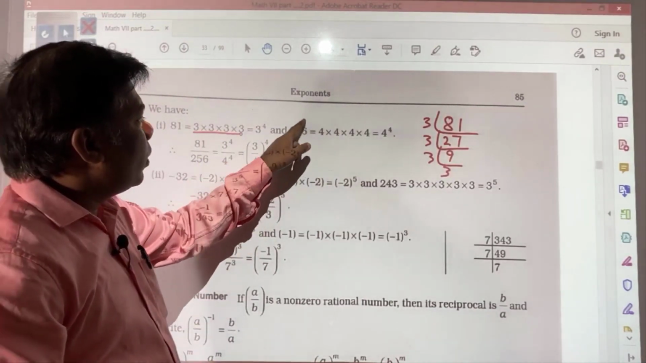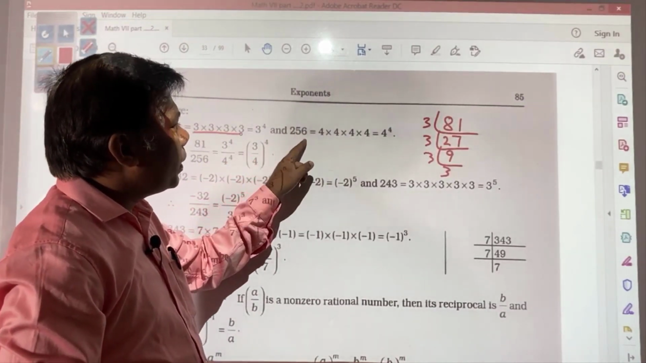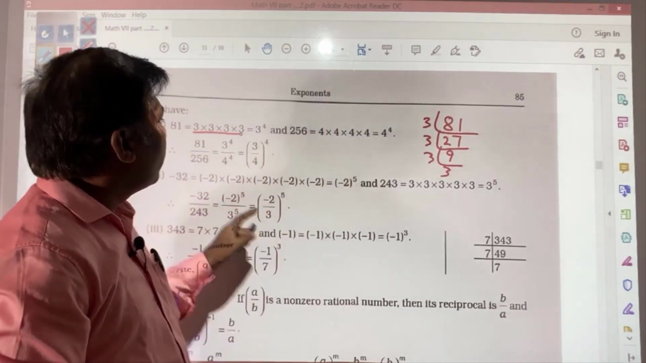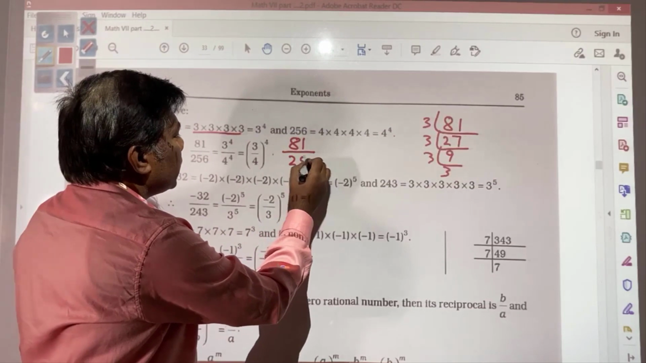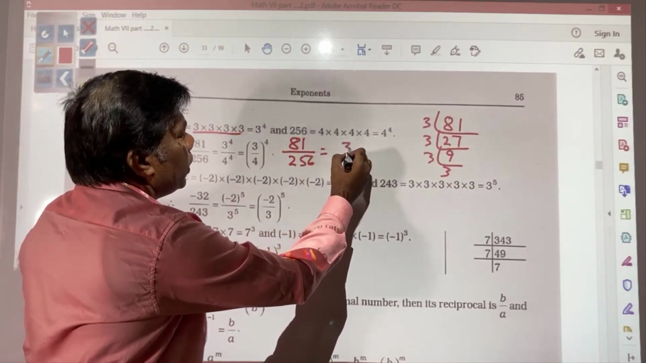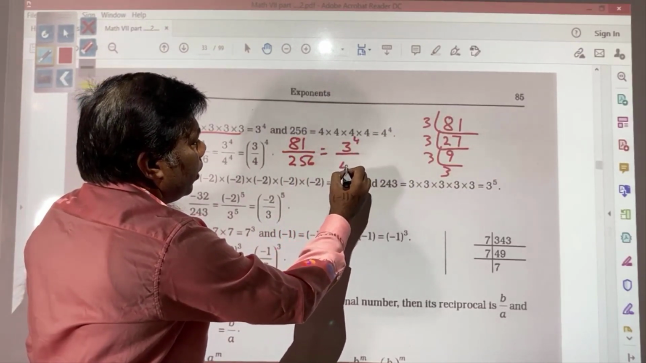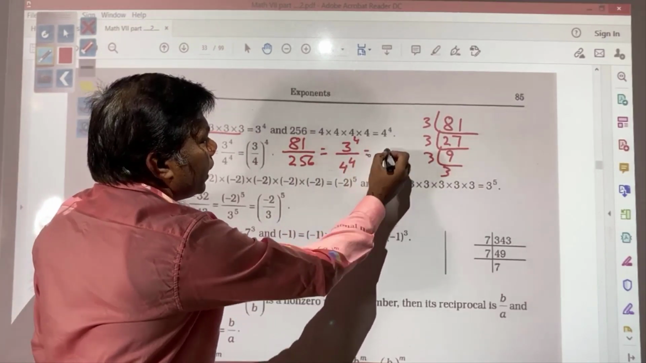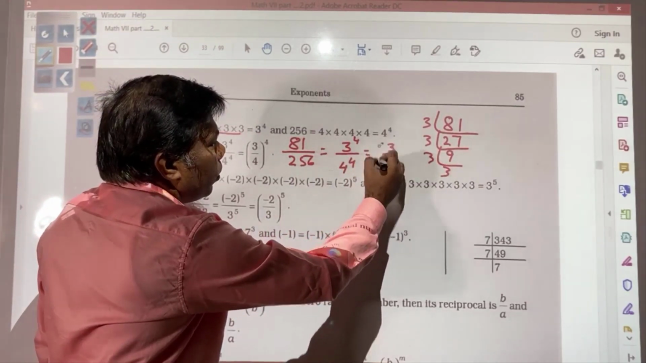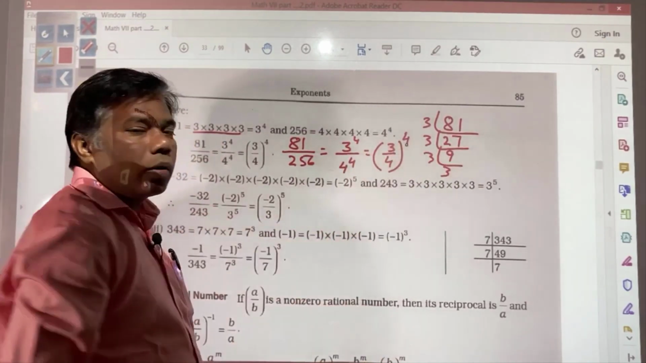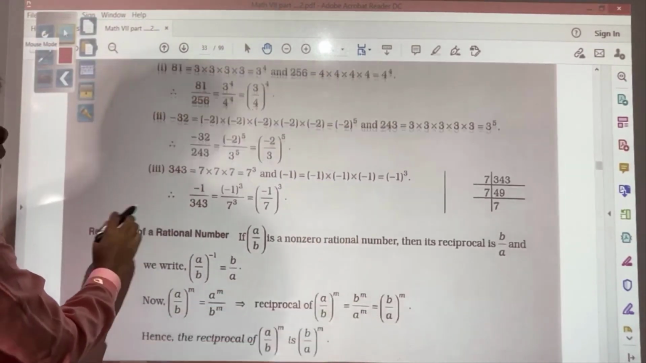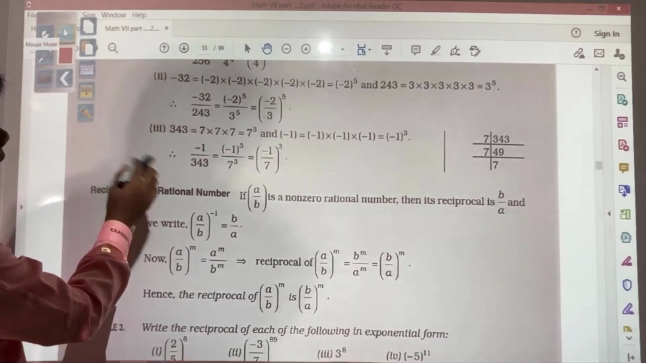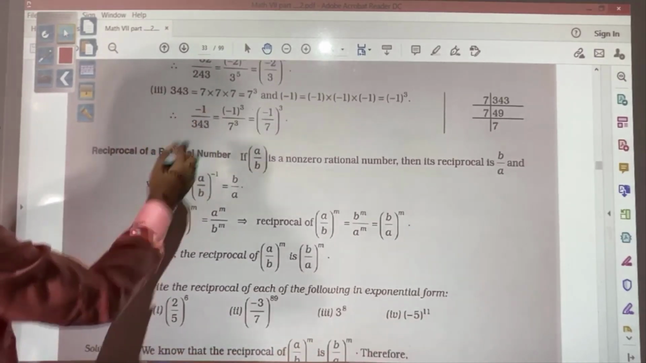In the same way, if you are factorizing 256, you will get 4 to the power 4. So what you have got, 81 by 256, is equal to 3 to the power 4 divided by 4 to the power 4, or it can be written as 3 by 4 to the power 4. In the same way, other examples are there that you can go through.